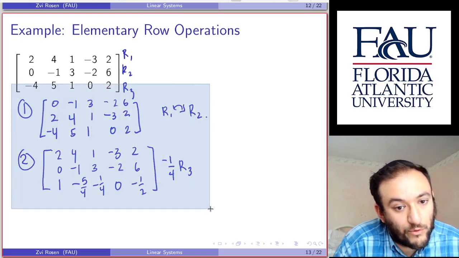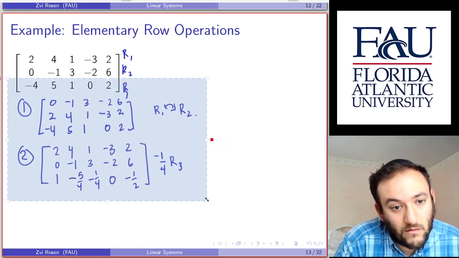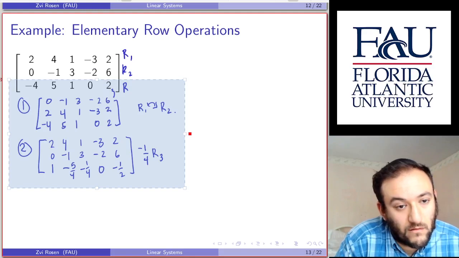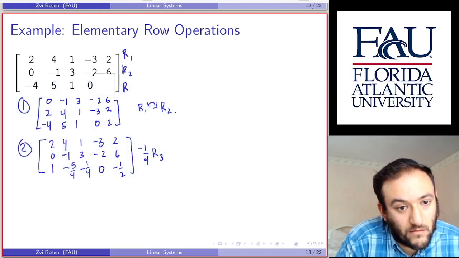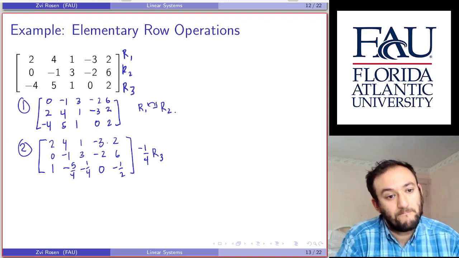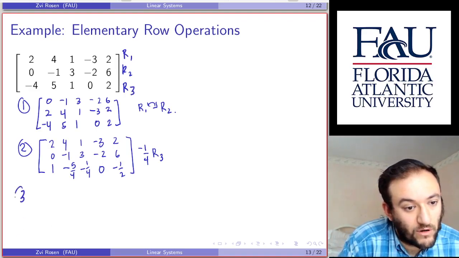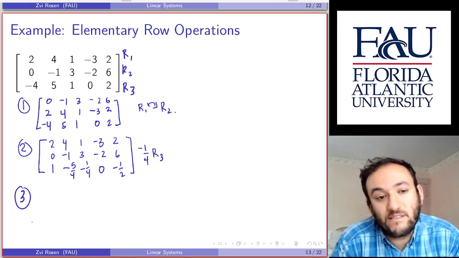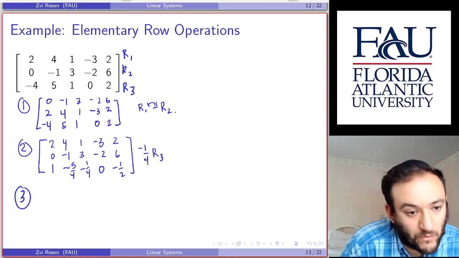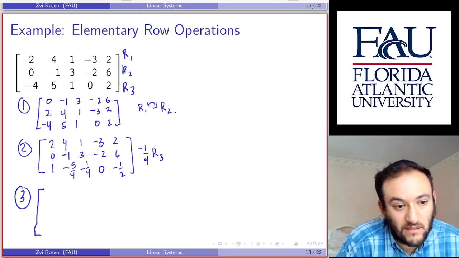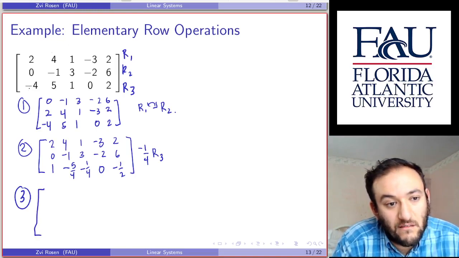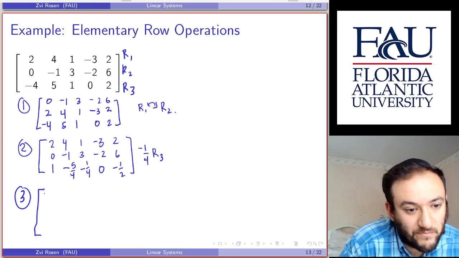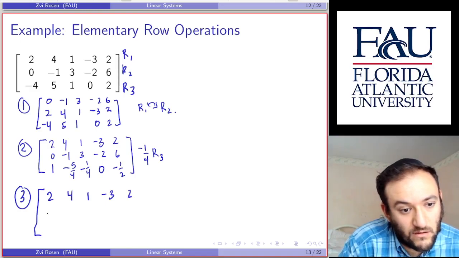Again, we'll make a little room here. Okay. And finally, we're going to do the most complicated one. We're going to add twice row 1 to row 3. The nice thing that'll happen as a result of that is that this minus 4 will become 0, right? So we have 2, 4, 1, minus 3, 2, 0, minus 1, 3, minus 2, 6.